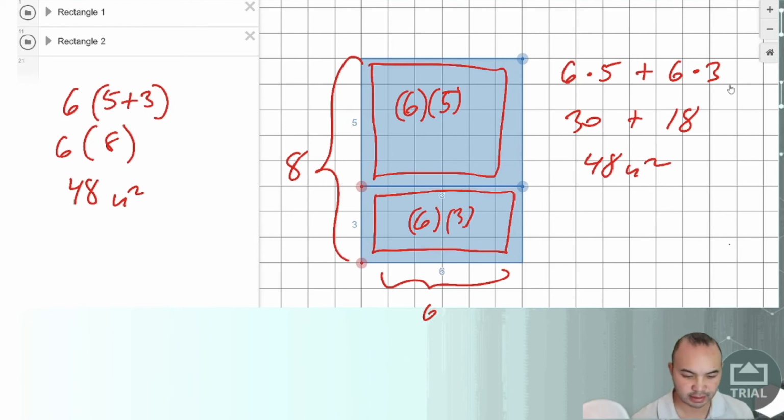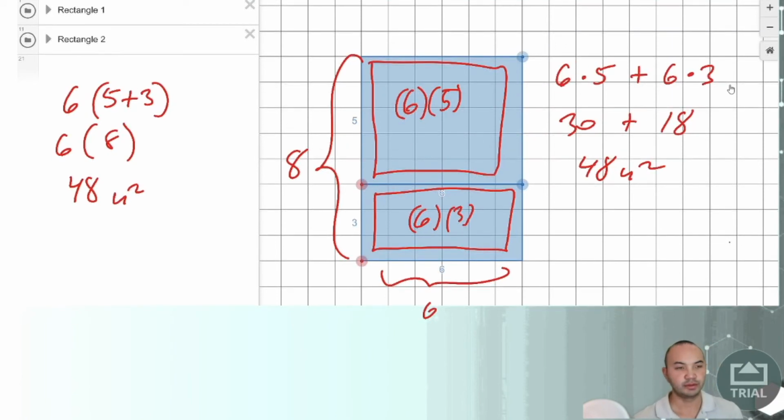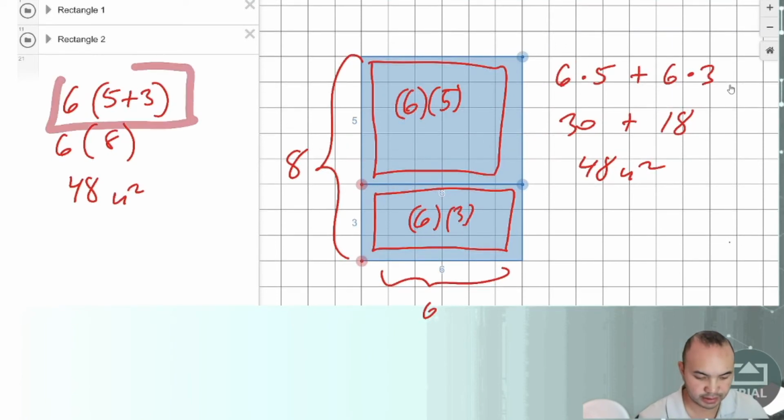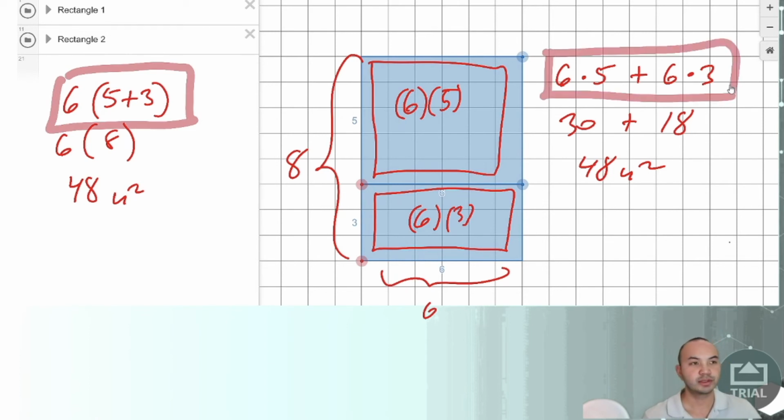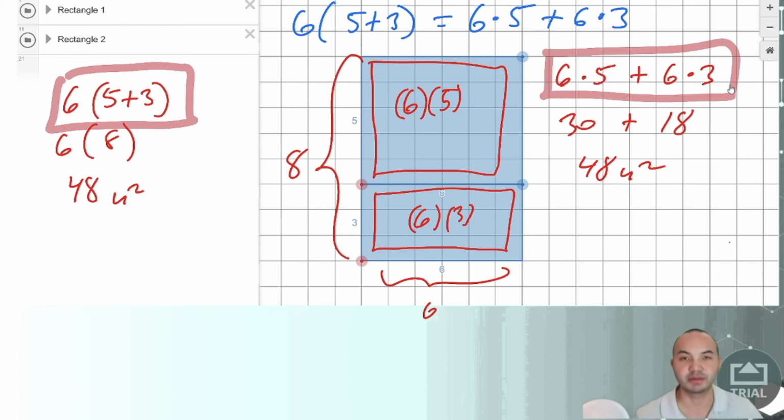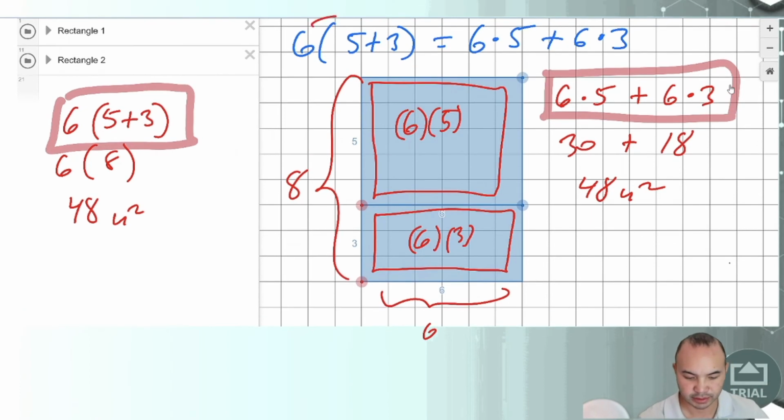Because if you look at that, you have 6 times the quantity 5 plus 3, and you also have this. Those say the exact same thing. If I write it here, that shows the exact definition of the distributive property. 6 times (5 plus 3) is the same as 6 times 5 plus 6 times 3. I just distributed the 6 to the 5 and 6 to the 3, right? So that's another reason why the distributive property works.